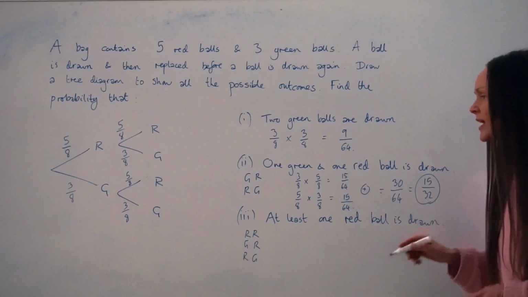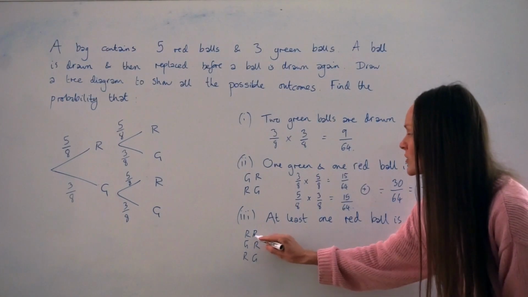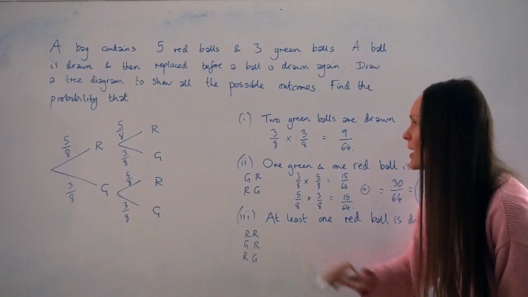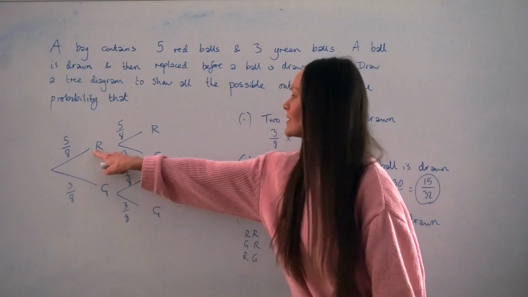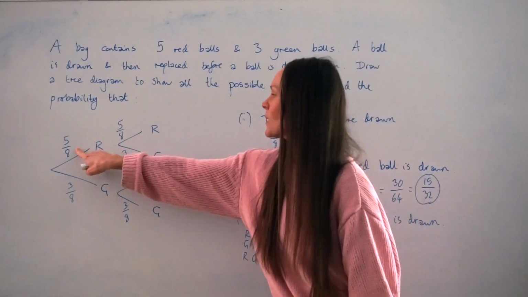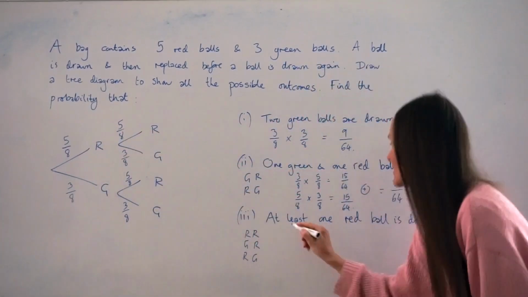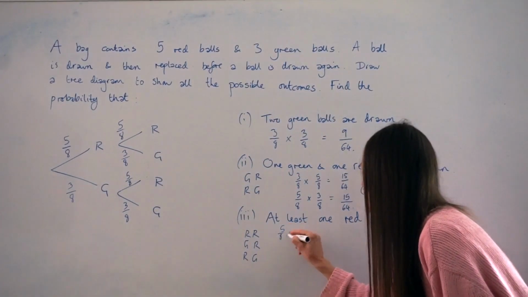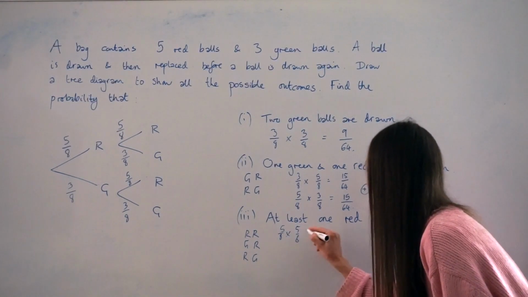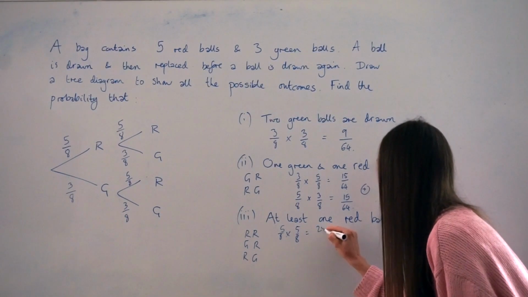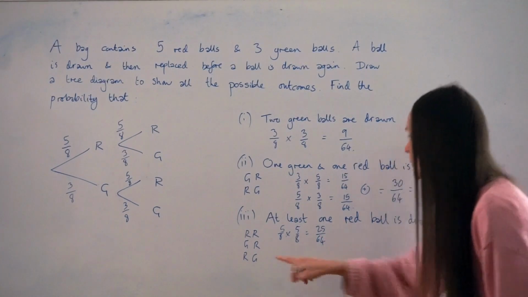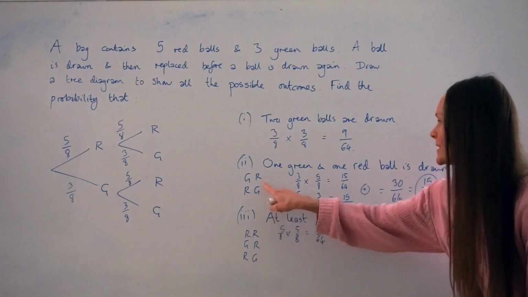So if we take the first scenario, a red ball followed by a red ball, that's going to be this way on the tree diagram. So 5/8 multiplied by 5/8, which is 25 out of 64. Then we know a green followed by a red, we did it here, okay?